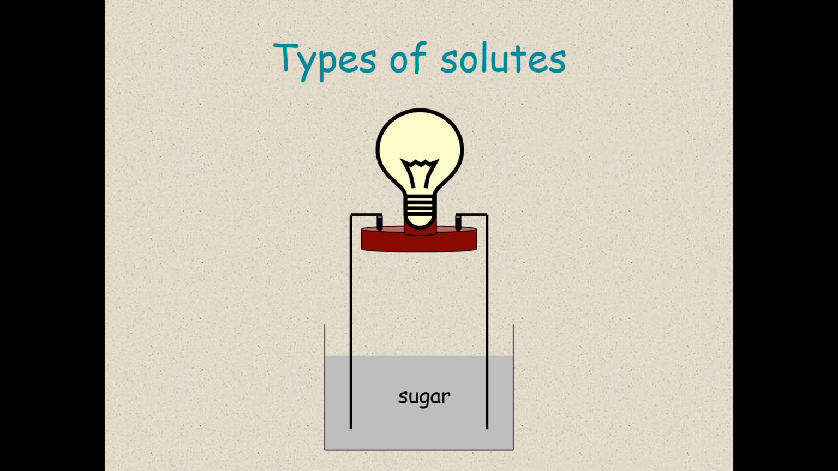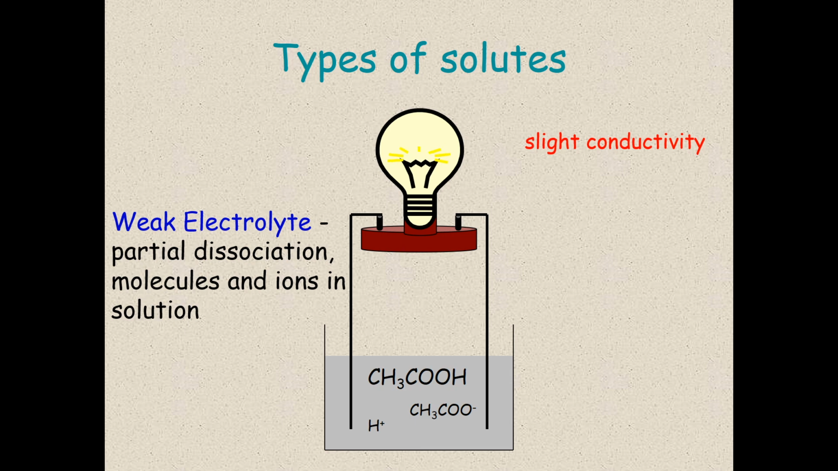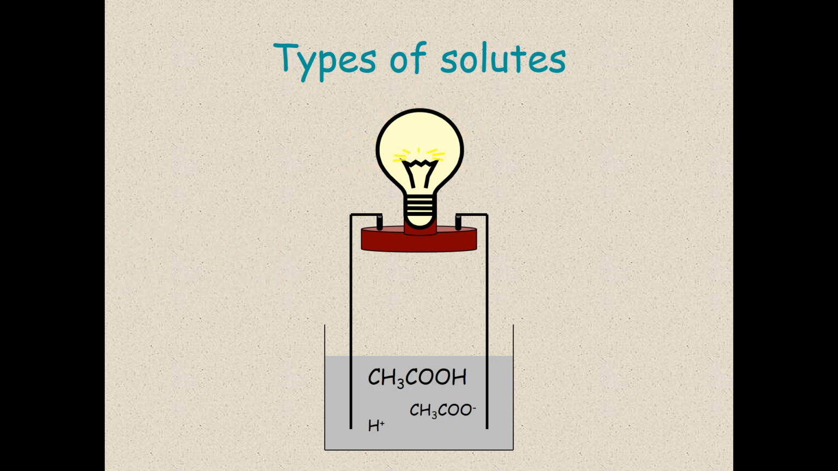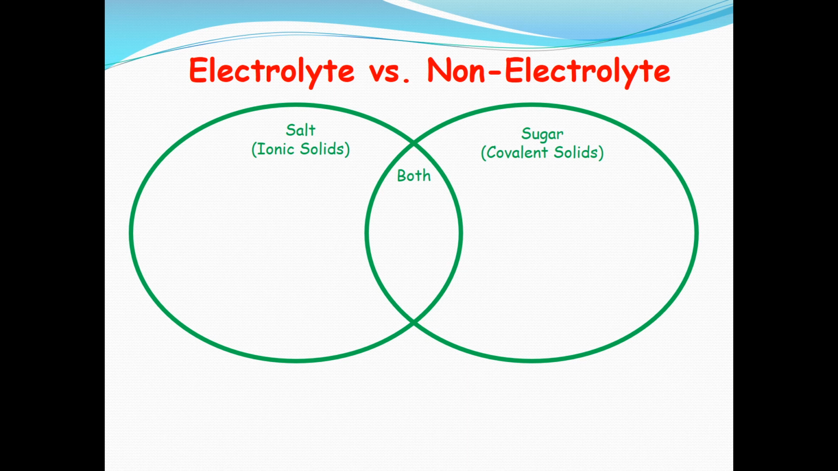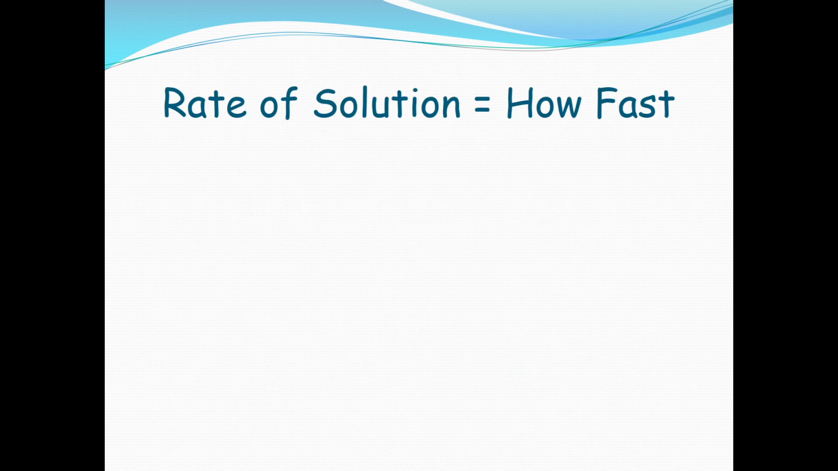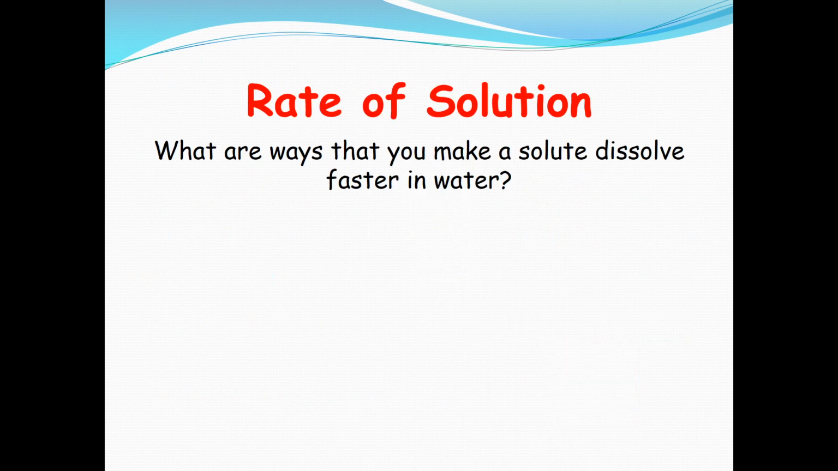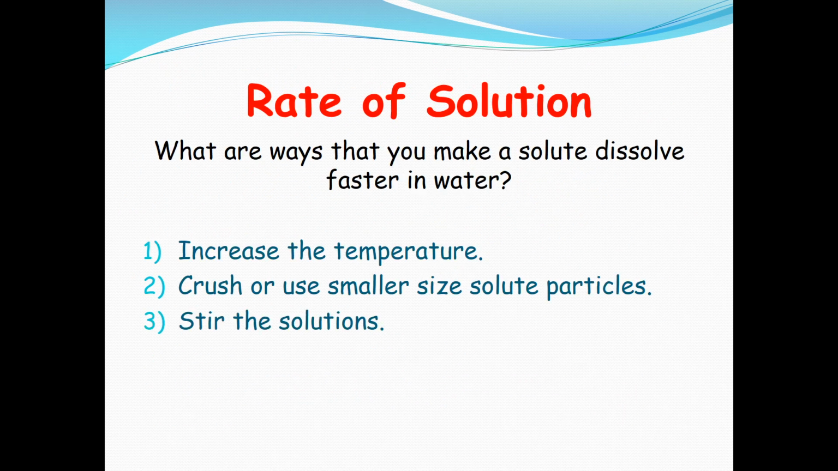Sugar wouldn't produce any electrolytes. Acetate is a weak one. Salt is very strong. So ways to increase the rate at which something will dissolve: increase temperature, crush or make smaller, or stir the solution.